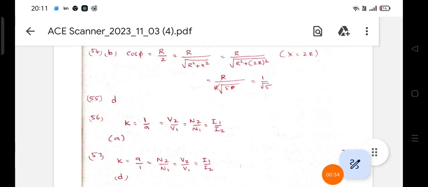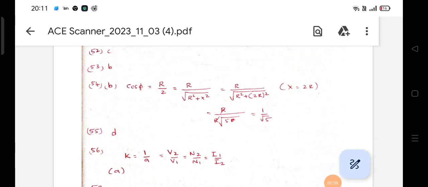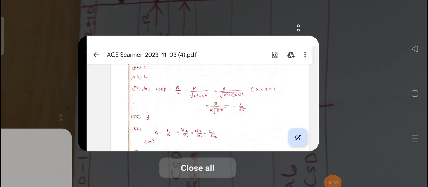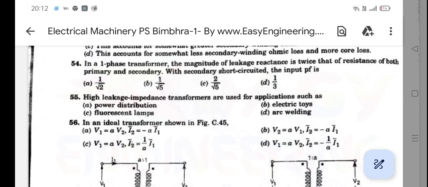Power factor cos phi is equal to R by Z, where Z is equal to under root R square plus XL square. That is R by under root R square plus X, where X is equal to 2 times R. If I substitute that value, I will get R by under root 5 R square. In the denominator I can take R as common outside, then the resultant value will be 1 by root 5. That means the 54th question's answer is 1 by root 5.